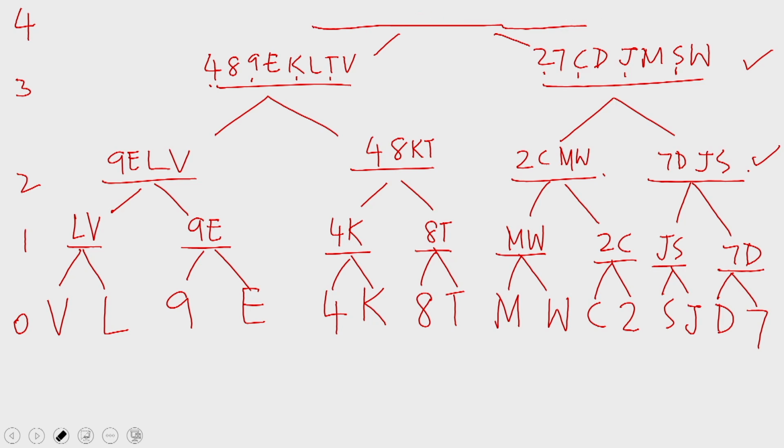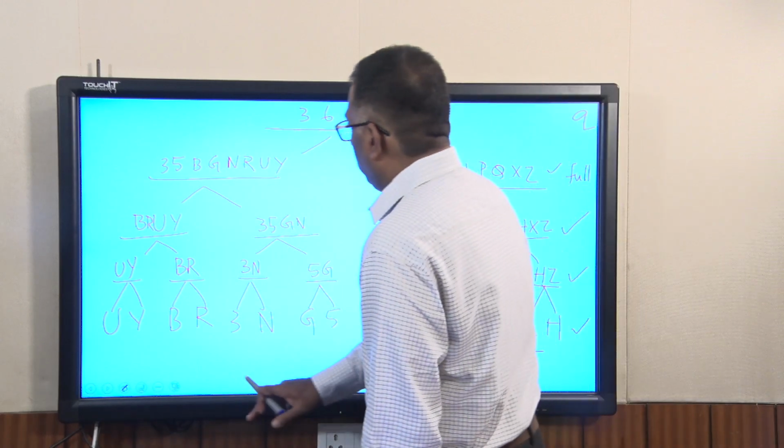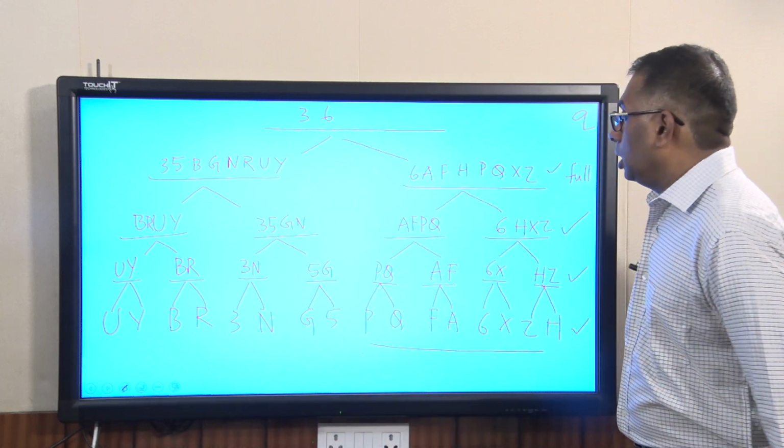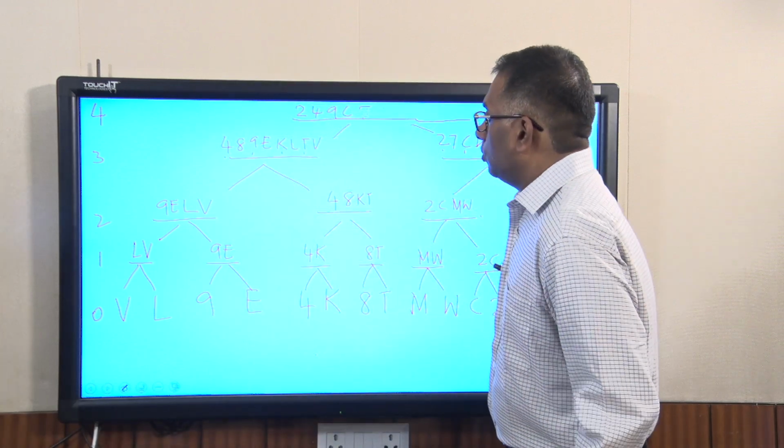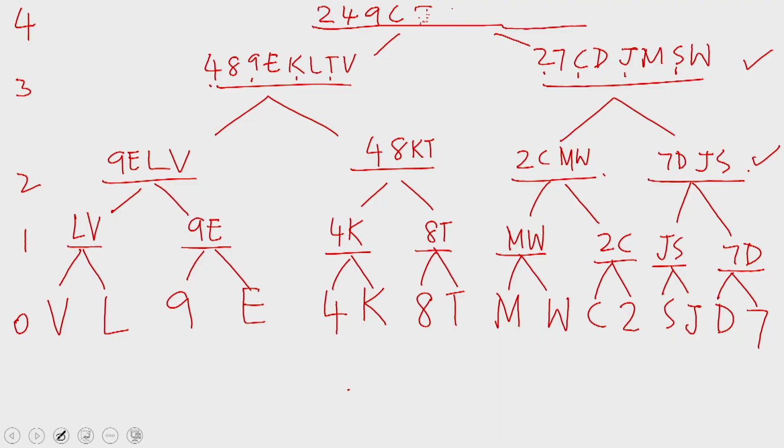At this point, we will be sorting 49KT with 2CJS. So we have 2, 4, 9, C, J, K. So at the end of the ninth phase, that is what we have. The nodes at level 3 have become full. Now we come to the 10th stage. In the 10th stage, we will be picking every second element from the level 3 nodes as samples, and they will be transported upwards.